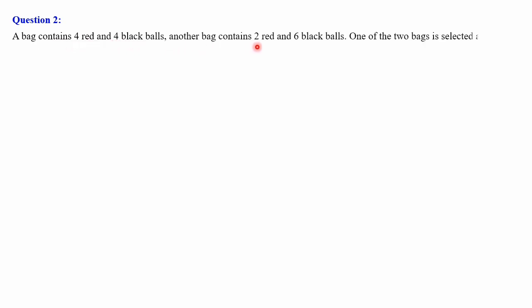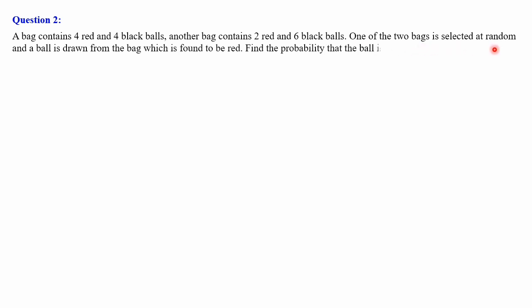Next, we shall discuss question number 2. A bag contains 4 red and 4 black balls. Another bag contains 2 red and 6 black balls. One of the 2 bags is selected at random and a ball is drawn from the bag which is found to be red. Find the probability that the ball is drawn from the first bag. Quite clear, it is a reverse probability, because we are asked to find out the probability of choosing that red ball from the first bag.